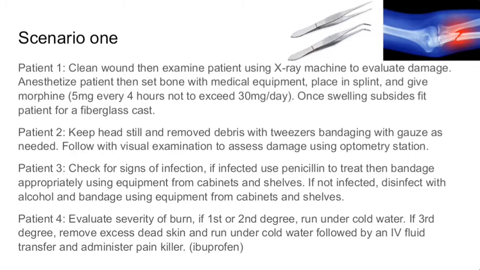So patient 3 had a large cut on their foot, I believe. We would check for signs of infection, and if we did find signs of infection, we would use penicillin to treat and then bandage appropriately. And then we would use that equipment from cabinets and shelves and whatnot. If it was not infected, we would disinfect with alcohol, which we would also get from the cabinets and shelves of equipment, and then we would bandage them.